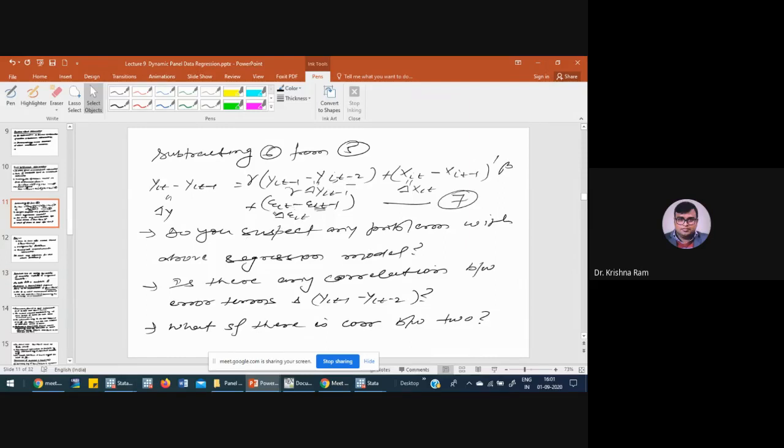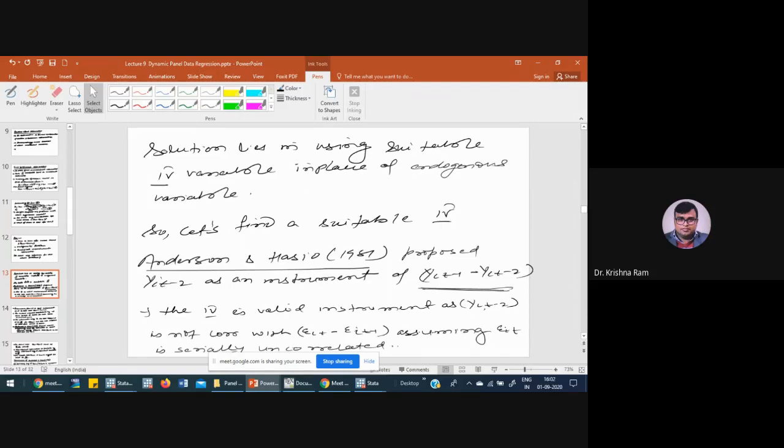Since this one is correlated with the error term, if you find a suitable instrument variable for this particular variable, then you can use that and estimate consistent estimates of the parameters. In that case, Anderson and Hsiao suggested using y it minus 2 as an instrument for this, and according to them it is a valid instrument because y it minus 2 is not correlated with the error term, assuming that the error is serially uncorrelated. So if there is no autocorrelation in the error term, then y it minus 2 is not correlated with y it minus 1 minus y it minus 2's error.